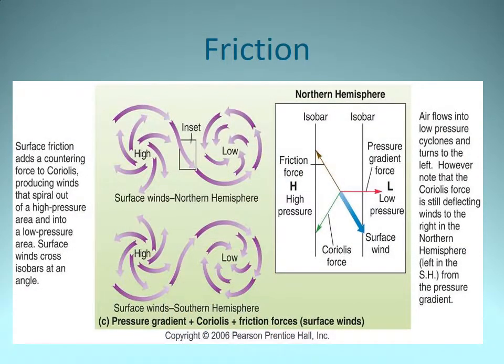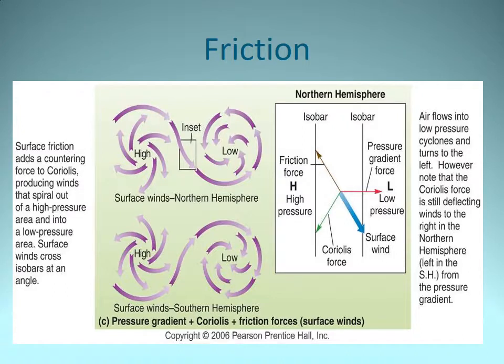So what that does in terms of isobars is that the Coriolis force, by the way, is not as strong if the wind is slower. The faster the wind, the greater the effect of Coriolis.